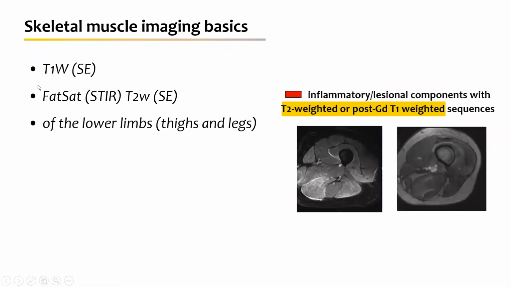Then very often, if not systematically, you will perform a second sequence that is often referred to as STIR. It's an erroneous denomination. It is in fact a fat saturated, that's what STIR is doing, T2 weighted spin echo sequence. You have an example here, and it allows you to detect areas of inflammation or lesions.